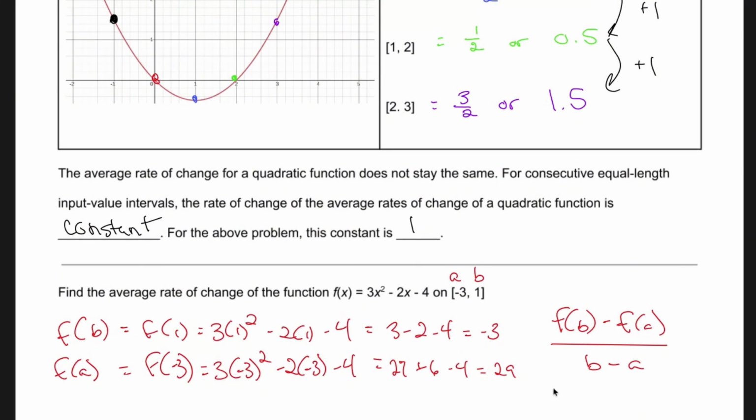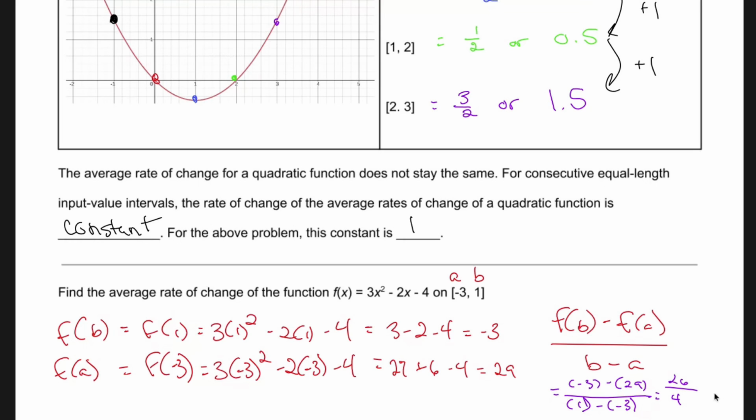All right. Where are we? So I have f of b. Okay, so f of b I just found out is negative 3. So negative 3 minus f of a I just found out is 29, all over b minus a, which is 1 minus negative 3. So I got negative 3 minus regular 29. Negative 3 minus 29 is 26. 1 minus negative 3 is 4.